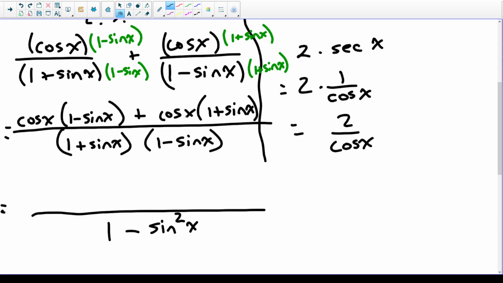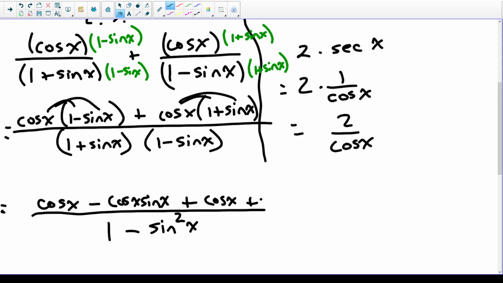What about the top? I have to distribute the cos x into both of those brackets. And this is very similar to stuff you would have been doing in your rational expressions section of the course. All right? So cosine x times 1 is just cosine x. And then we'll have minus cos x sine x plus cosine x times 1, which is just cosine x. And then it'll be plus cosine x sine x. And I'll pause there for a second. So are there any questions with what I did at the top there?